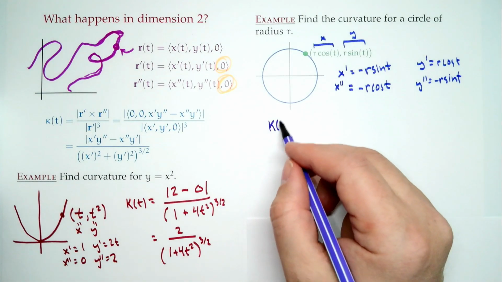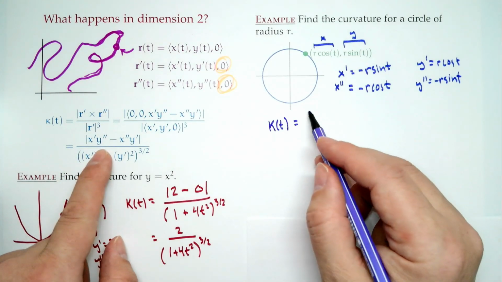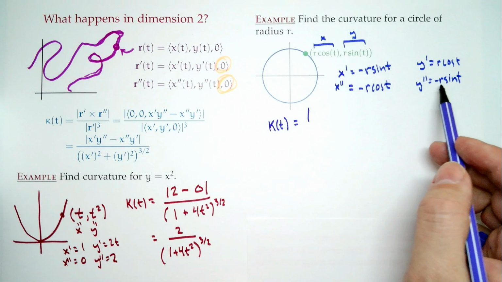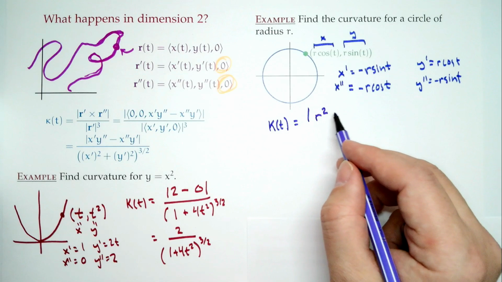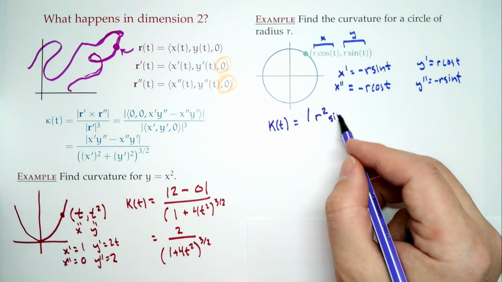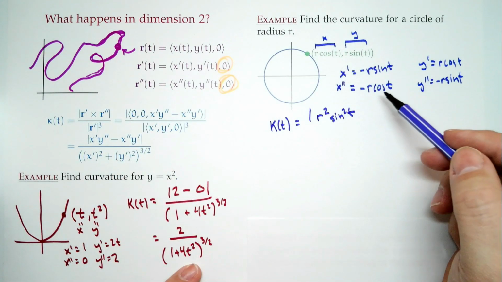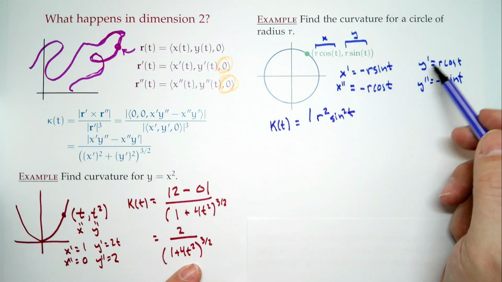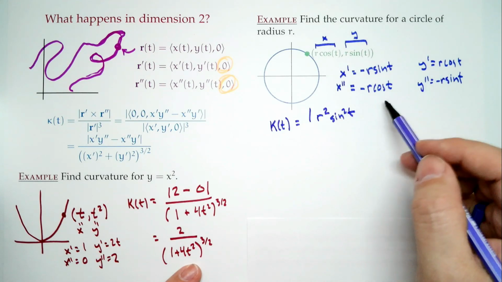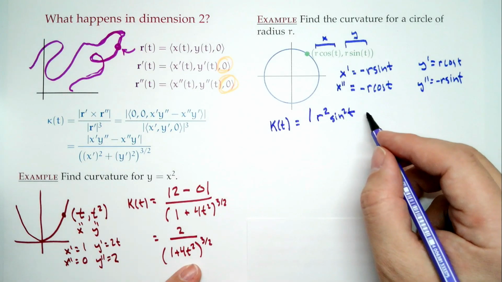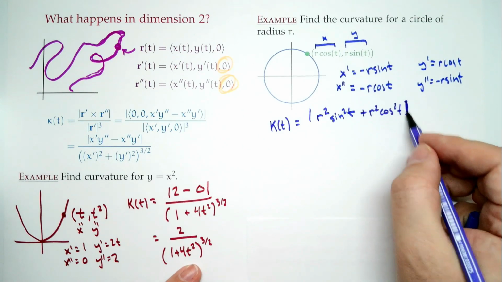All right, so here we go. Kappa of t will be equal to the absolute value of x prime y double prime. So x prime times y double prime gives me what? R squared times sine squared, minus x double prime y prime. If I take x double prime times y prime, what do I get? Minus r squared cosine squared. I'm going to subtract that, so it'll become a plus r squared cosine squared. And that's actually an absolute value there.